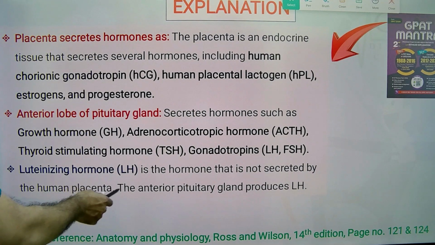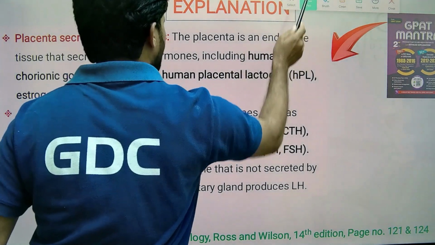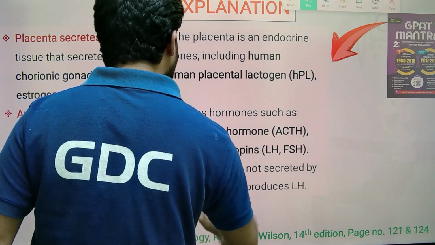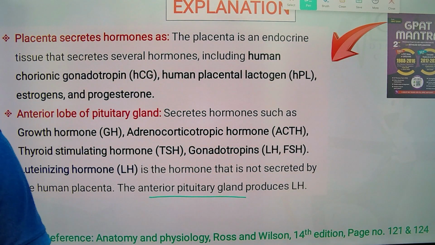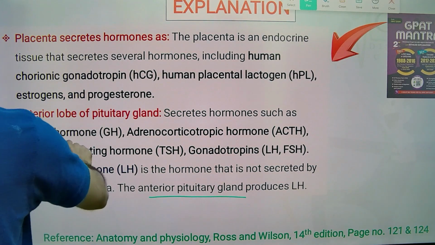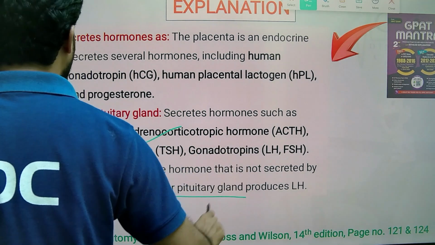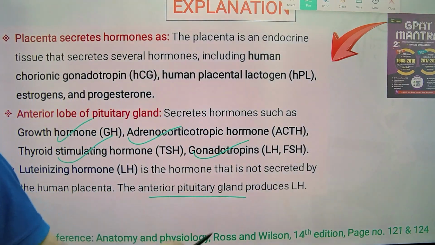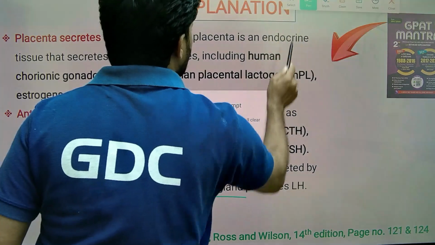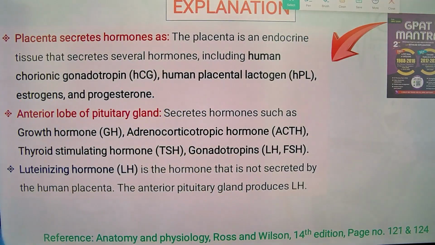The luteinizing hormone is generally from the anterior pituitary gland. There are many hormones from the anterior pituitary gland, like growth hormone, adrenocorticotropic hormone, thyroid stimulating hormone, gonadotropins, etc. From the posterior pituitary gland, oxytocin as well as vasopressin.